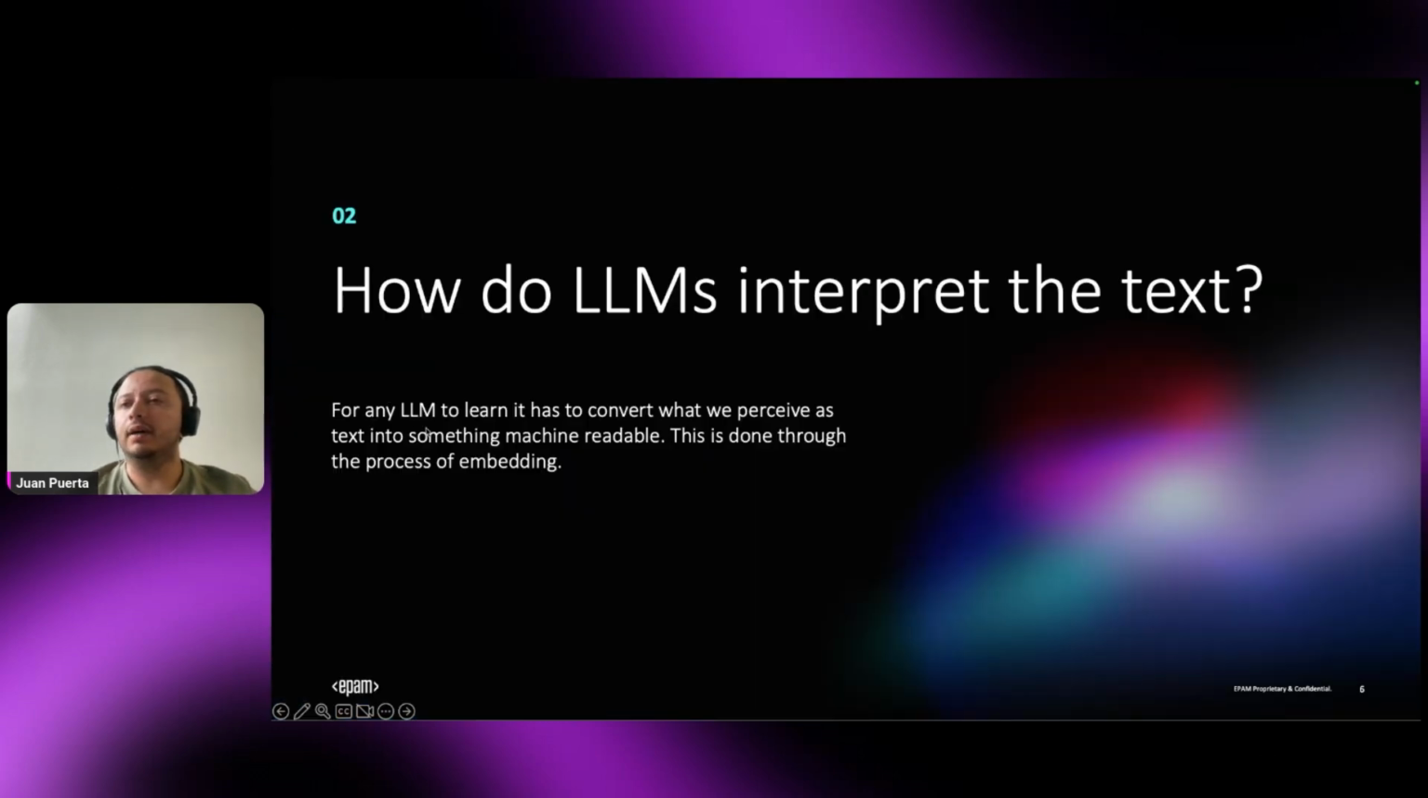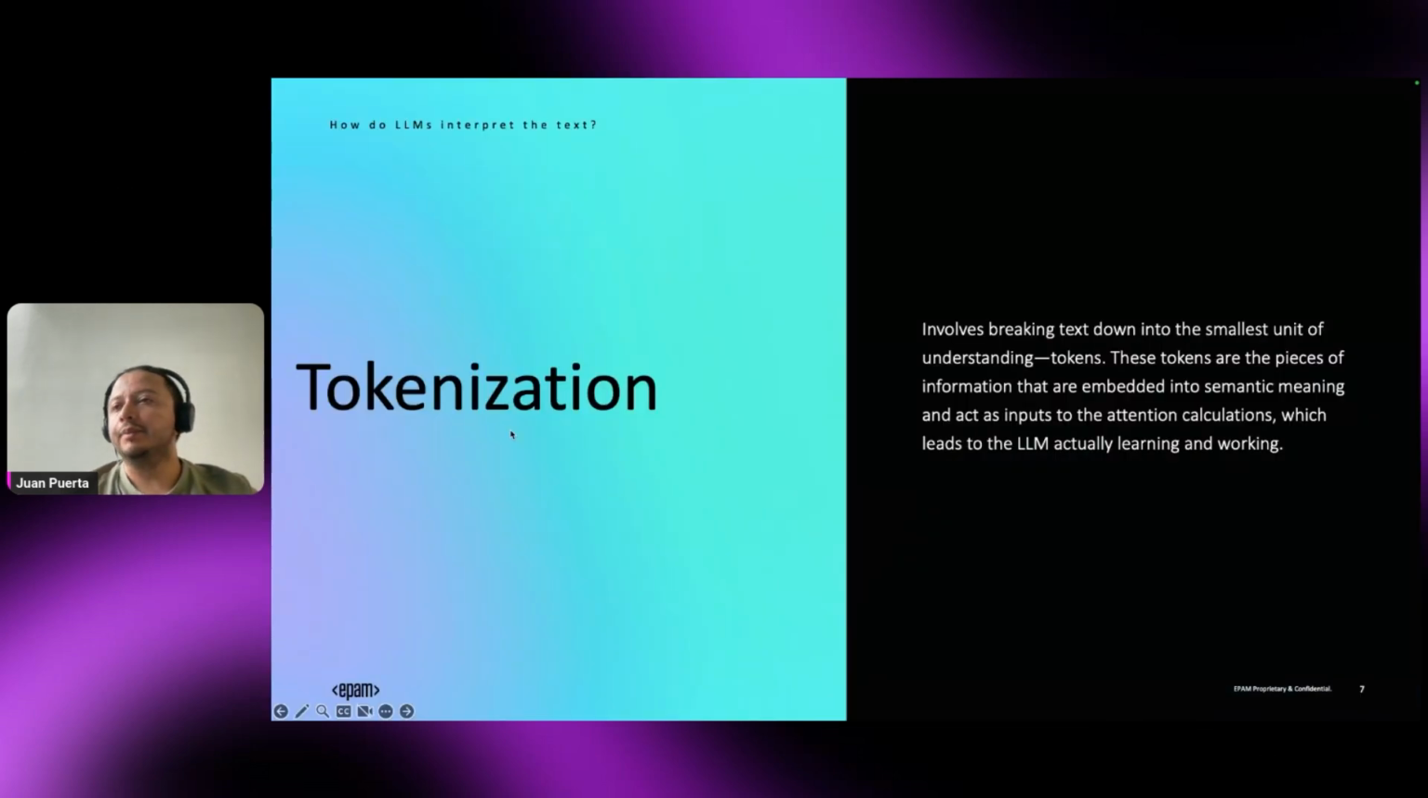So, how do they interpret text? For any large language model to learn, it has to convert what we perceive as text into something machine readable. This is done through the process of embeddings. But before going deeply into embeddings, let's check tokenization.